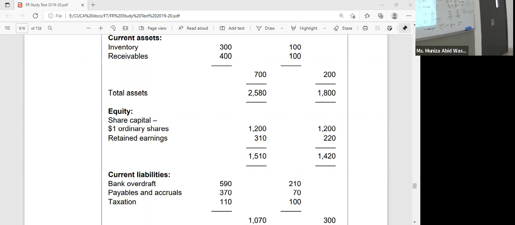Please recheck if your figures are correct or not.